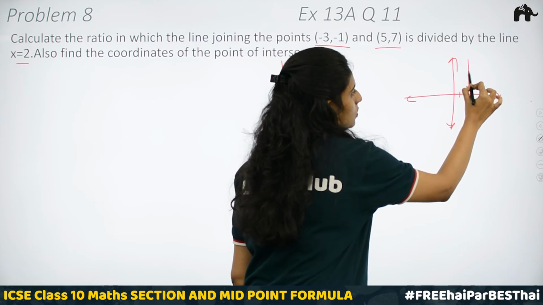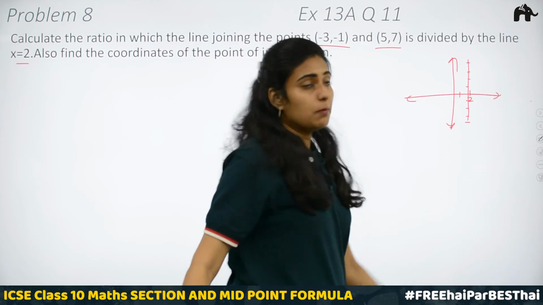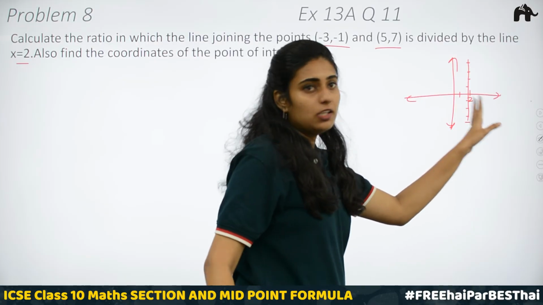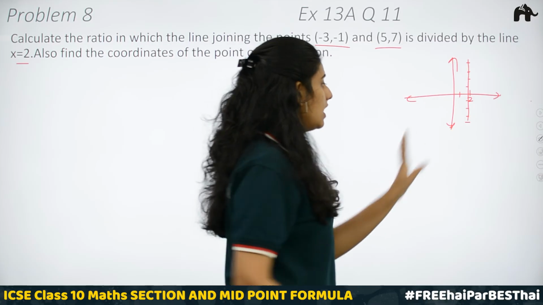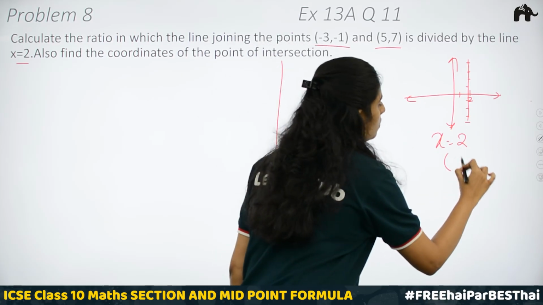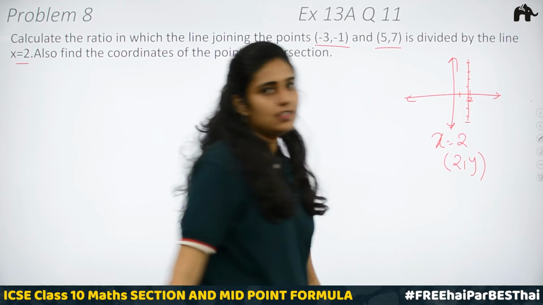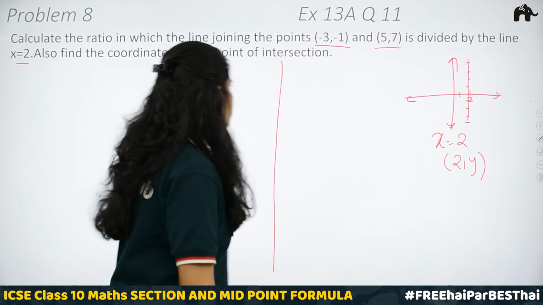Here it will be 2, 3, 4. Here minus 1, minus 2, minus 3, minus 4. But the x coordinate will always remain 2. Then we can represent any point which lies on the line x is equal to 2 as (2, y). Only the y coordinate is changing, therefore keep it as y, and the x coordinate is fixed, which is 2.